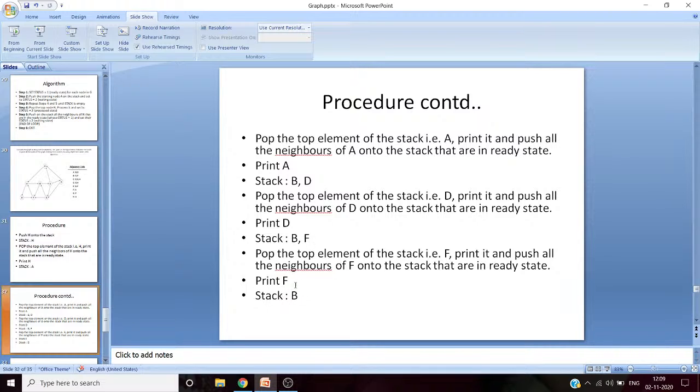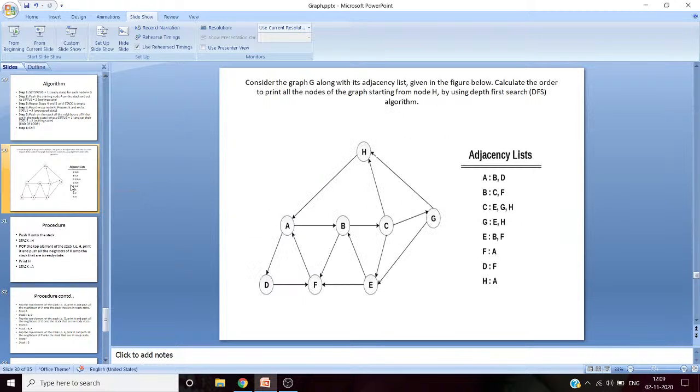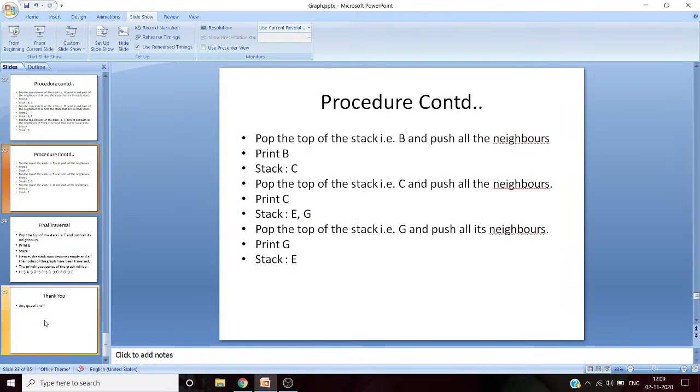Now, new top of the stack is B. So, what is the neighbor of B? Neighbor of B is C and F. Among C and F, F is already printed. So, we don't need to worry about F. Okay. So, we need to worry about only C. So, C will be pushed in the stack and B will be printed.